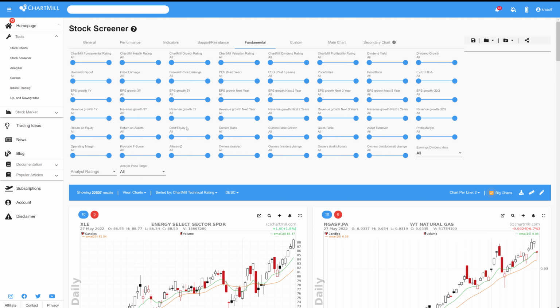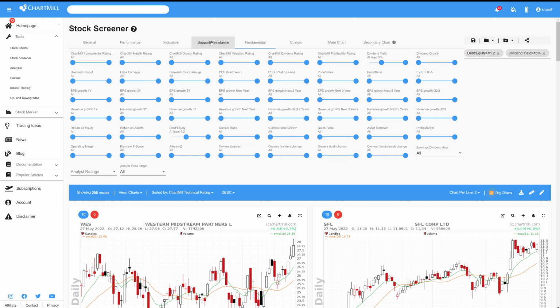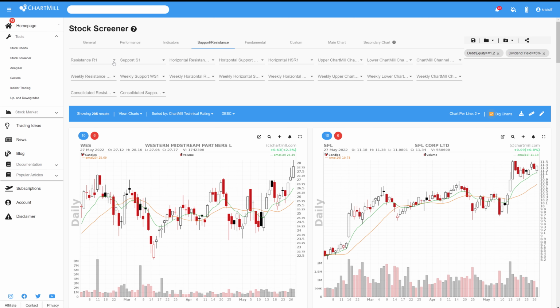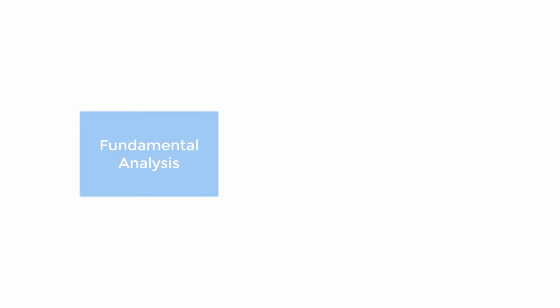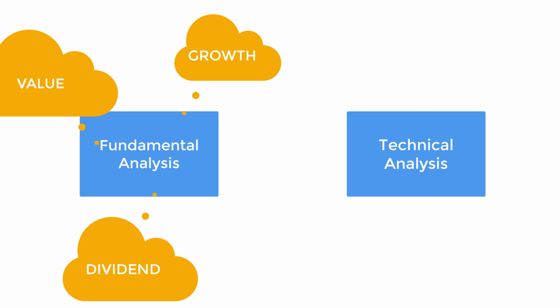using the predefined ChartMill Fundamental ratings. And then using the technical screening capabilities to focus on stocks whose price currently coincides with a key technical price level, either support or resistance levels. The beauty of it is that we start from a fundamental perspective by first filtering on the basis of specific fundamental criteria. And within that selection, we then look specifically for price technical characteristics.